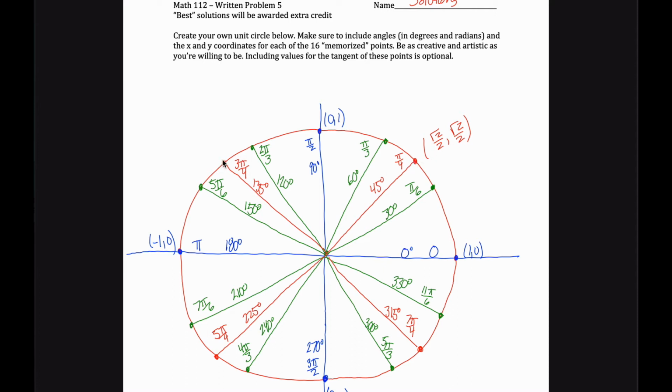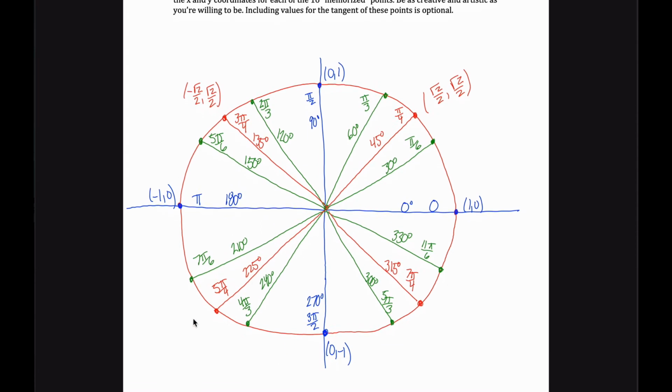But over here in the second quadrant, my x coordinate is negative while my y coordinate is positive. So instead of root 2 over 2, comma root 2 over 2, I would have negative root 2 over 2, comma root 2 over 2. Same idea down here in the third quadrant, except in the third quadrant, both the x and y coordinates are negative. So I still have these root 2 over 2 ideas, except they're both going to be negative.